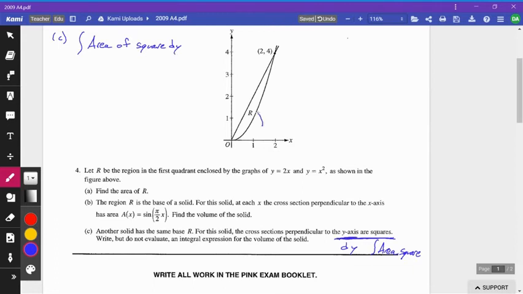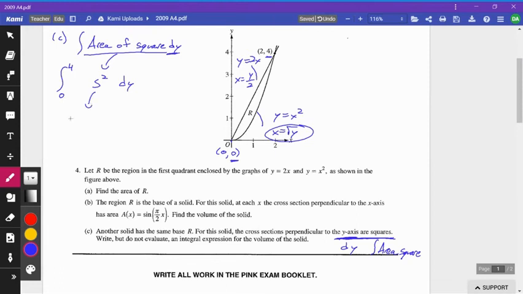So one thing to note is that this equation, y equals x squared, I'm going to write as x equals the square root of y. And this equation, y equals 2x, I'll write as x equals y divided by 2. So when I go through, I'm dealing with dy, so my bounds are now going to be my y values. So I'm going from 0 to 4. The area of a square is going to be side squared dy.